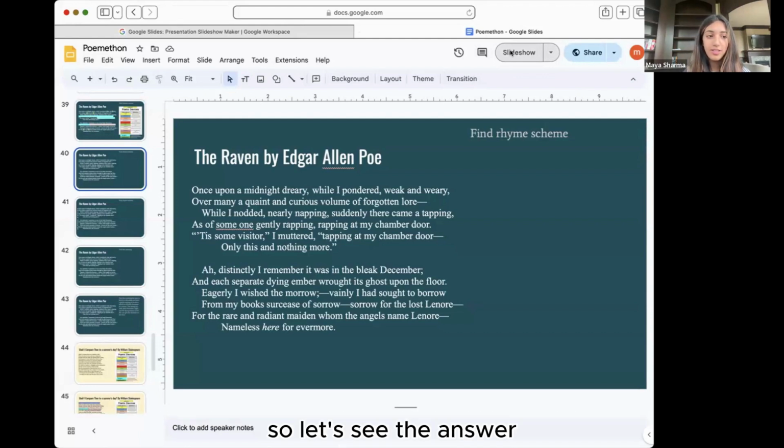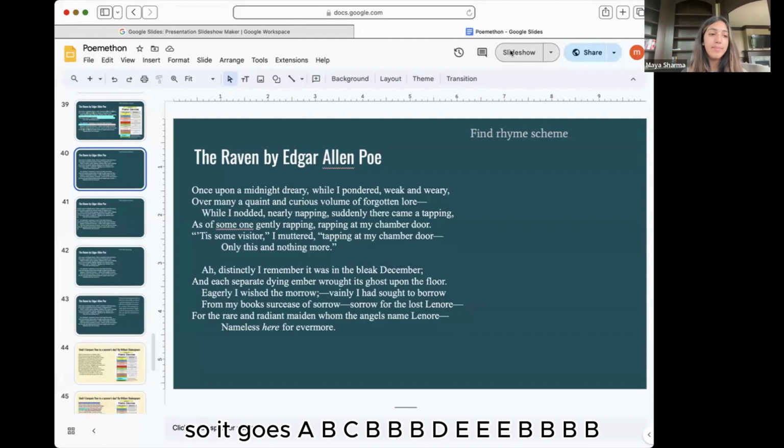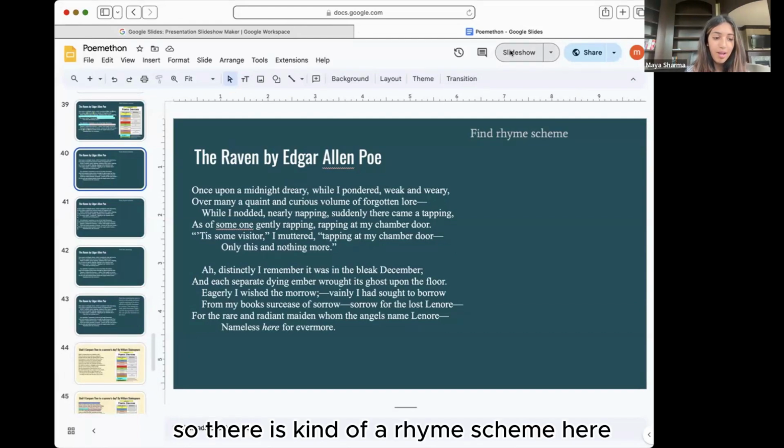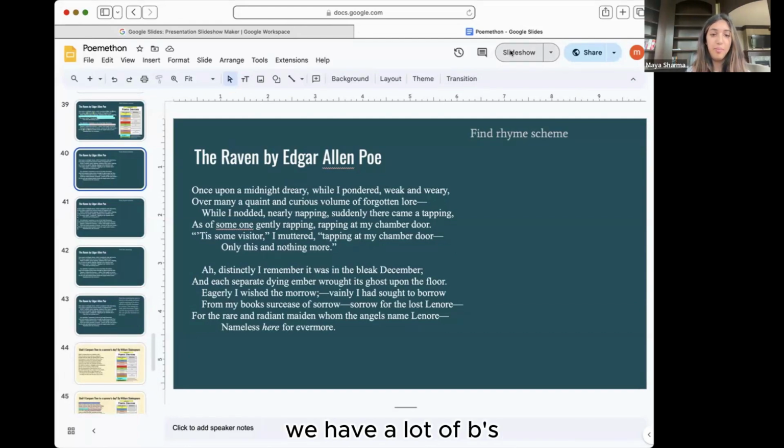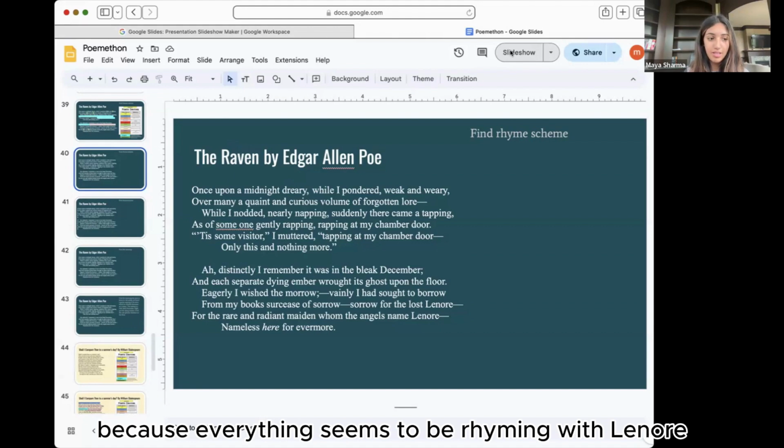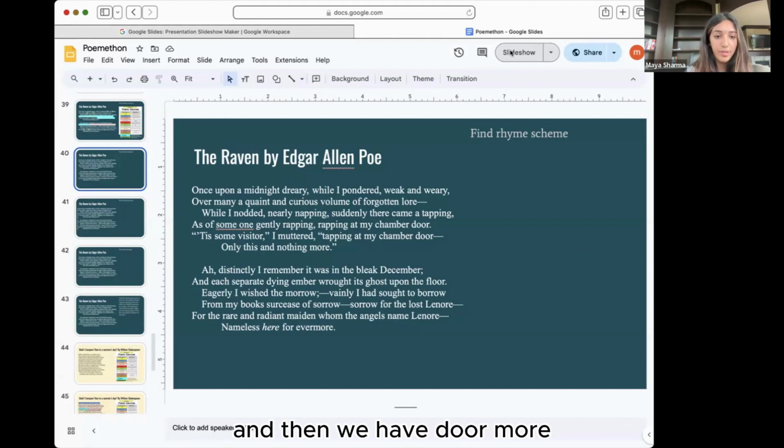So let's see the answer. So it goes A, B, C, B, B, B, D, E, E, E, B, B, B, B. So there is kind of a rhyme scheme here. We have a lot of B's because everything seems to be rhyming with Lenore, and then we have door, more, Lenore, and evermore. So yeah.